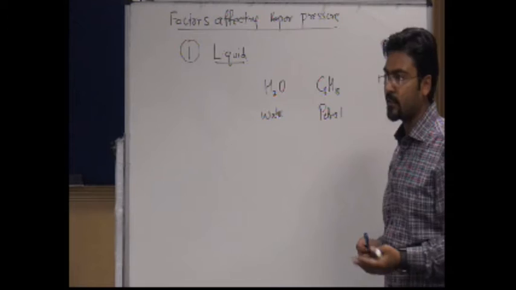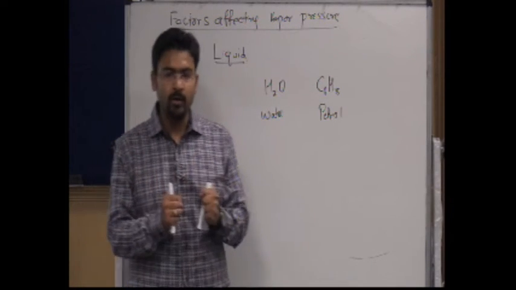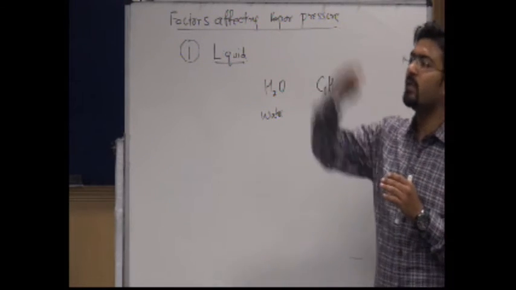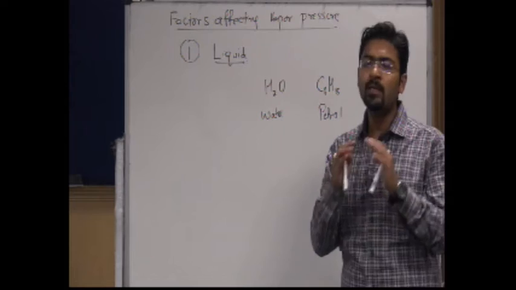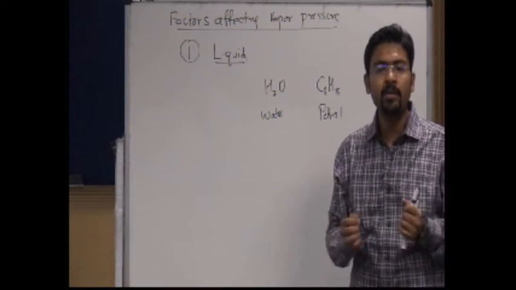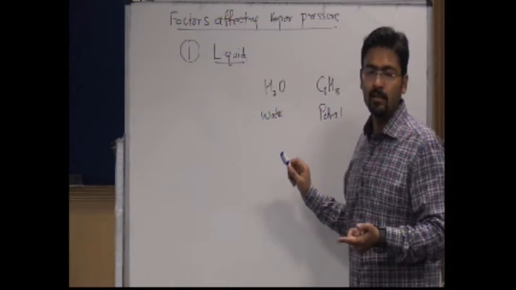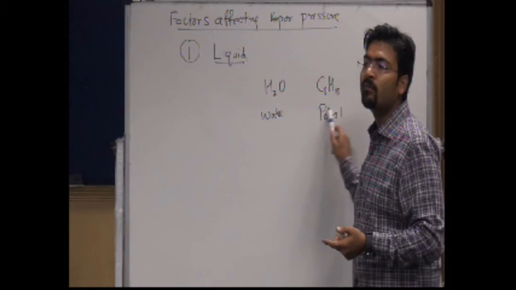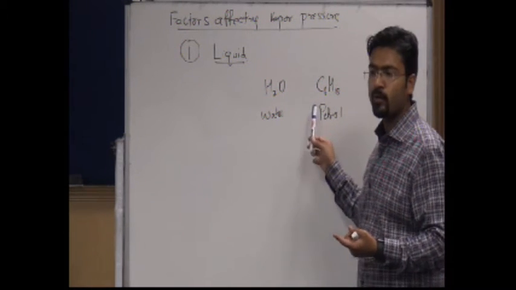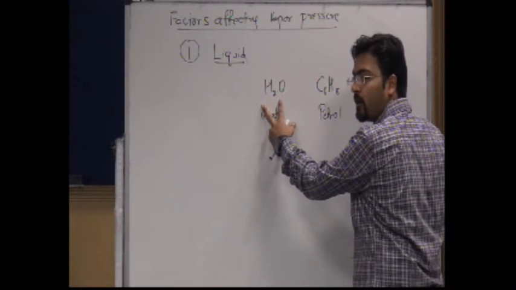Interparticle force of attraction. So the liquid in which intermolecular force of attraction is stronger, the molecules will not easily be able to go to the vapor phase from the liquid surface, because they would require a high amount of kinetic energy to overcome the attractions around, right? So they will be less volatile in nature. Water has hydrogen bonding, while petrol has weak van der Waals forces of attraction, or dispersion forces or London forces. It's a non-polar molecule. So this has weaker intermolecular force of attraction, and water has a stronger intermolecular force of attraction.